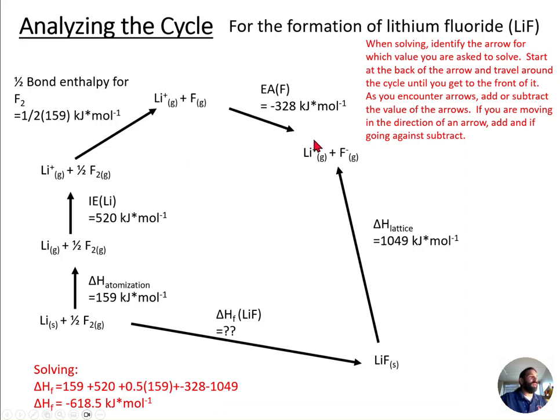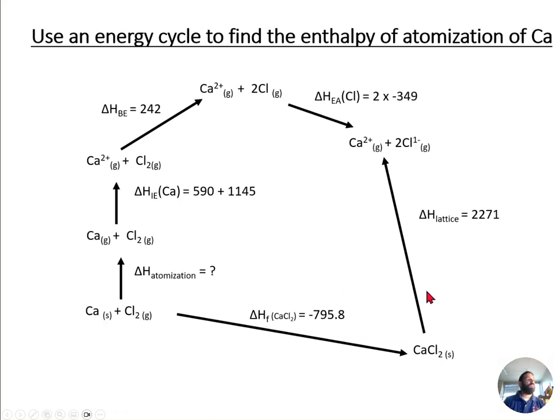And then the last arrow we encounter is the lattice enthalpy. We're going against it, so we subtract the value, minus 1049. And you get that the enthalpy of formation is negative 618.5. If you look it up on the internet, that's really close to what it actually is. Science works.